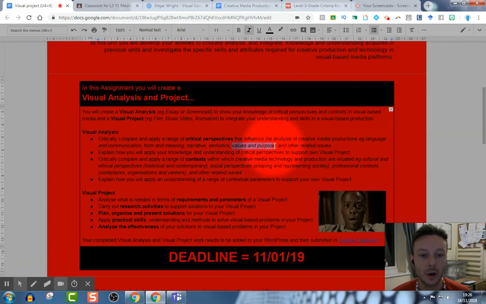Look at the values and purpose of different types of visual media as well. So why is it created? Why are docudramas created? Why are reality TV shows created? Why is photography created and shared? Films. Purpose. What's the purpose? What's the reason? What's the rationale? Why are they created? Any other related issues as well in relation to different critical perspectives and approaches and thoughts about different visual media, I need to see as part of the visual analysis.